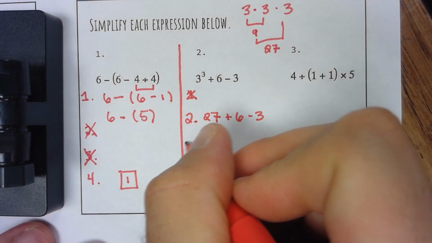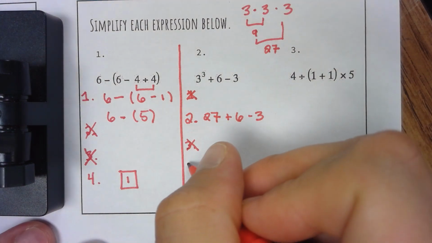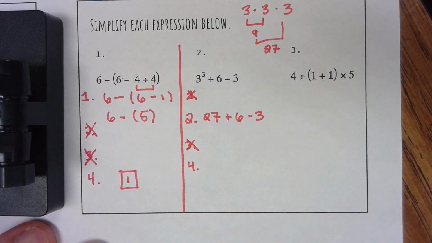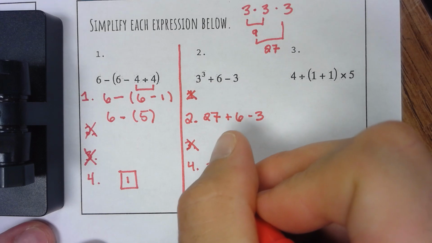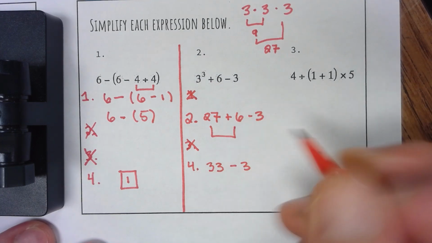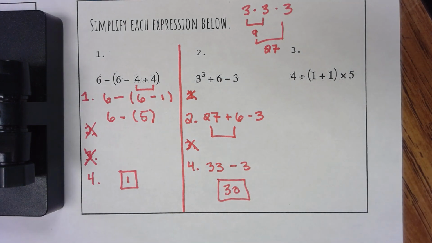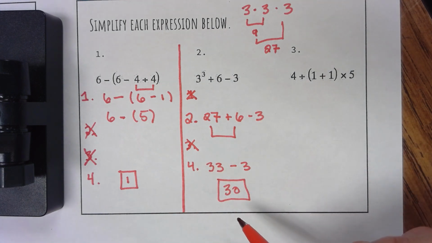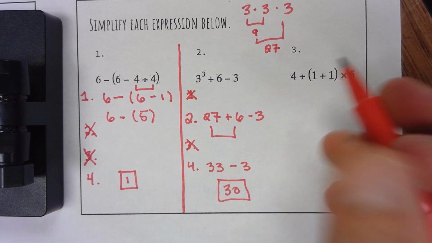After exponents, we have multiplication or division. None. Step 4, addition or subtraction. We're going to go left to right, doing one operation at a time. 27 plus 6 is 33. Then we still have to minus 3, which gives us 30. Okay, so again, notice how I'm only doing one operation. I'm not getting ahead of myself and trying to do more than one thing and writing out every single step.